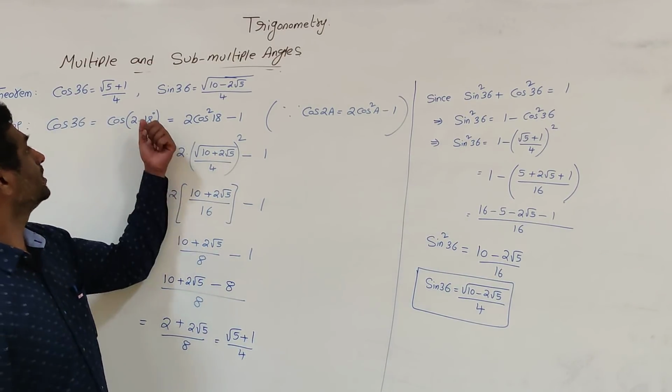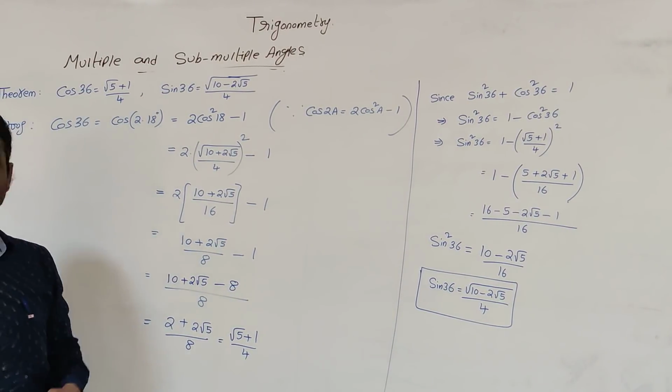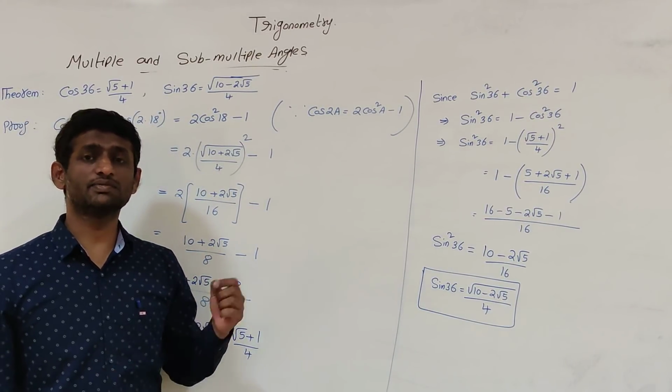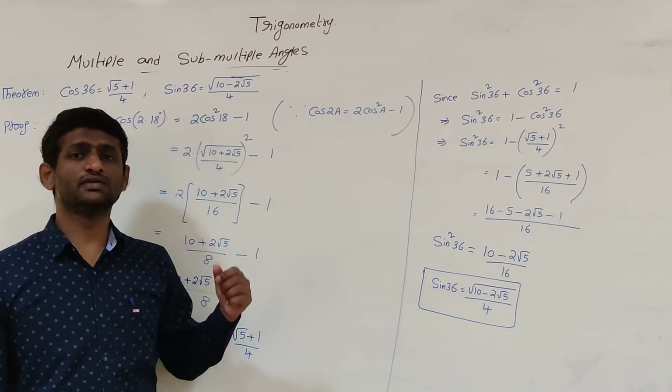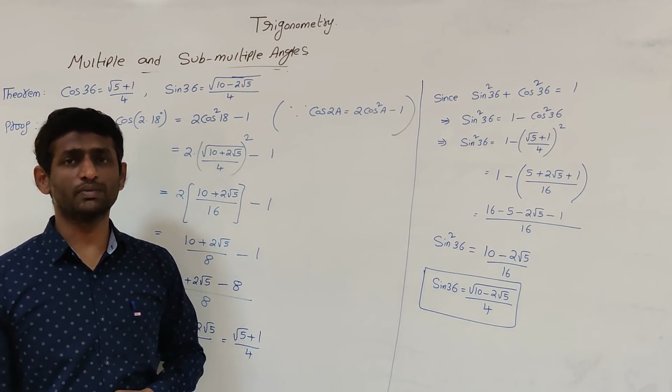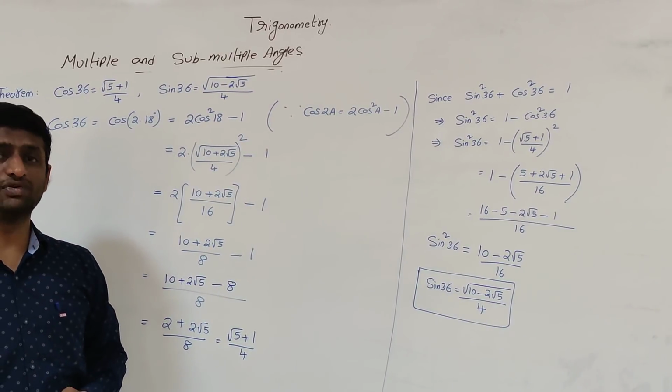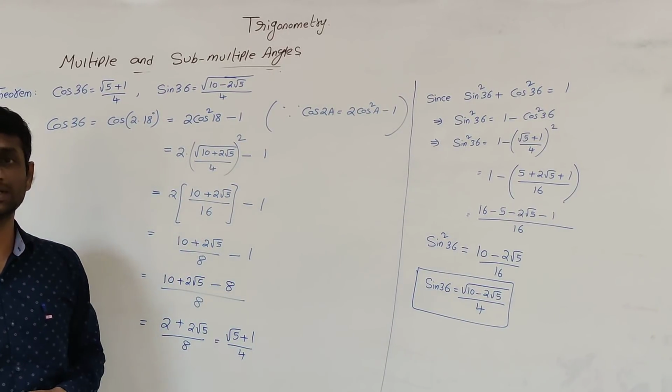And what is the complementary of 36? When can we have a complementary? If the sum of two angles is 90, then the two angles are said to be complementary. Means for 36, what is the complementary angle? 54. 36 plus 54 is 90.